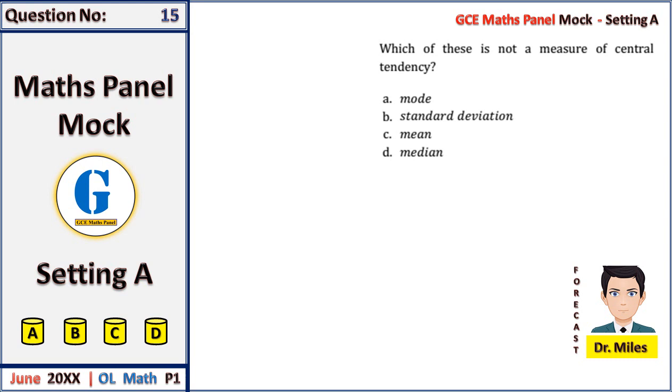Which of these is not a measure of central tendency? The measures of central tendency include the mode, the mean, and the median. And standard deviation is not one of them. It rather measures dispersion or scattering of data.